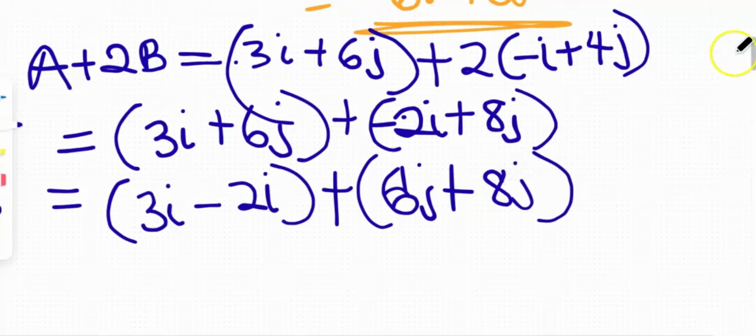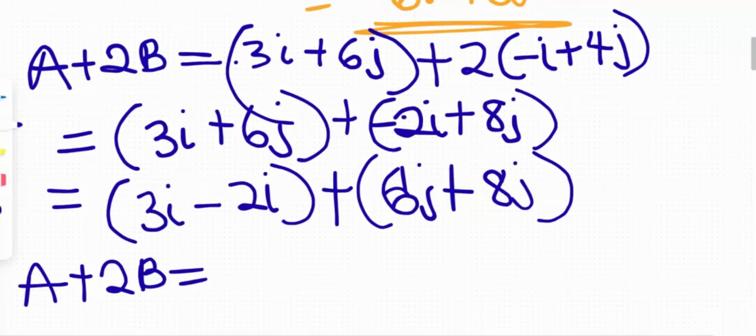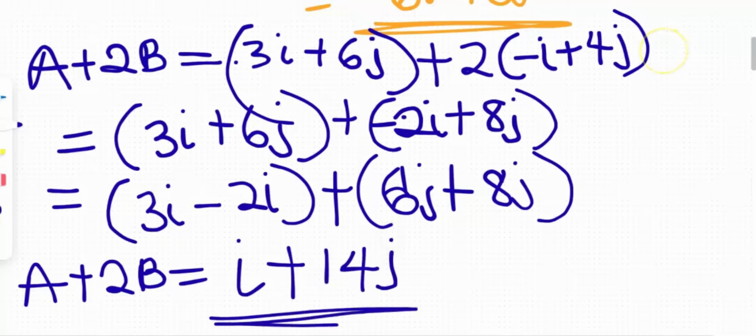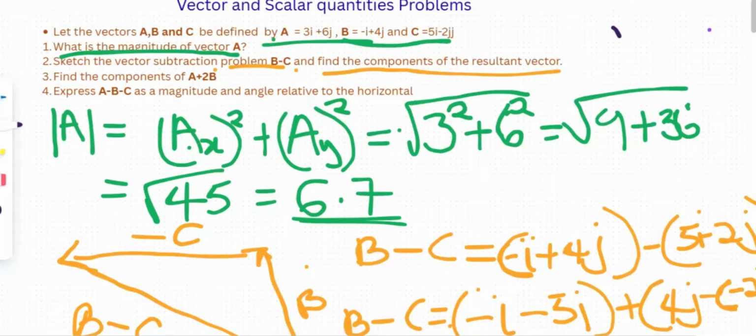3 minus 2 will give us 1, so that is A plus 2B equals I plus 6 plus 8 is 14J. So this will be the answer for that. Okay, now the last question says, express A minus B minus C as a magnitude and angle relative to the horizontal. Let's try and work that.